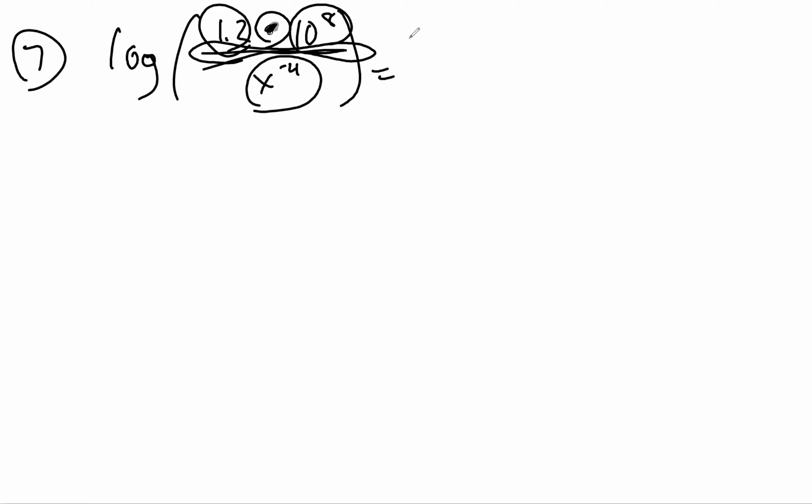We're going to start out and write log of 1.2, and that's taking care of this guy. Now, since I see this multiplication dot, what do I have to put? Plus. Plus, and then I have 10 to the 8th. So I will put log of 10 to the 8th. That's taking care of this, and that's taking care of that.